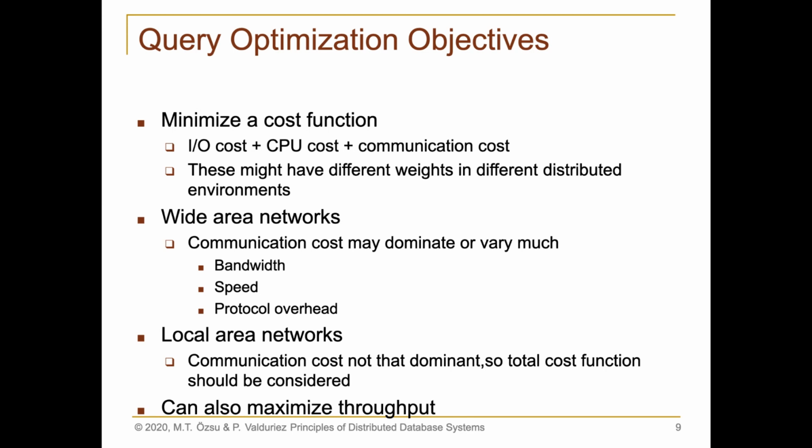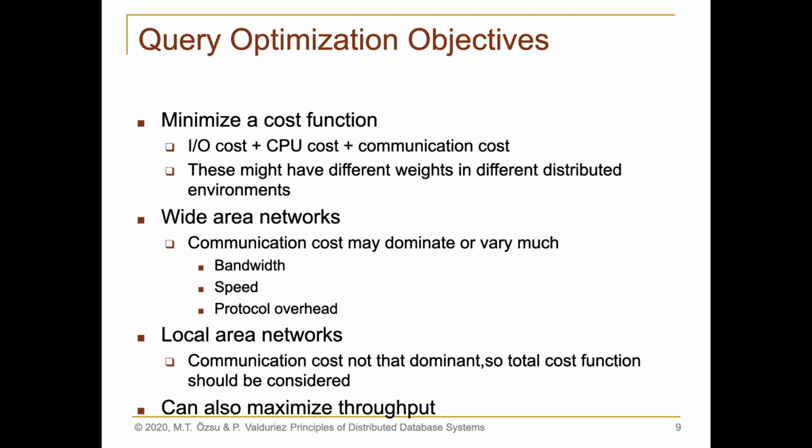For instance, in wide area networks, communication cost may dominate, and it might vary by much. When we say communication cost, it means cost of bandwidth, speed, and protocol overhead. In the case of local area networks, the communication cost might not be that dominant, but the total cost function might be considered. The input-output cost and CPU cost might dominate over the communication cost. But query optimization can also maximize throughput.